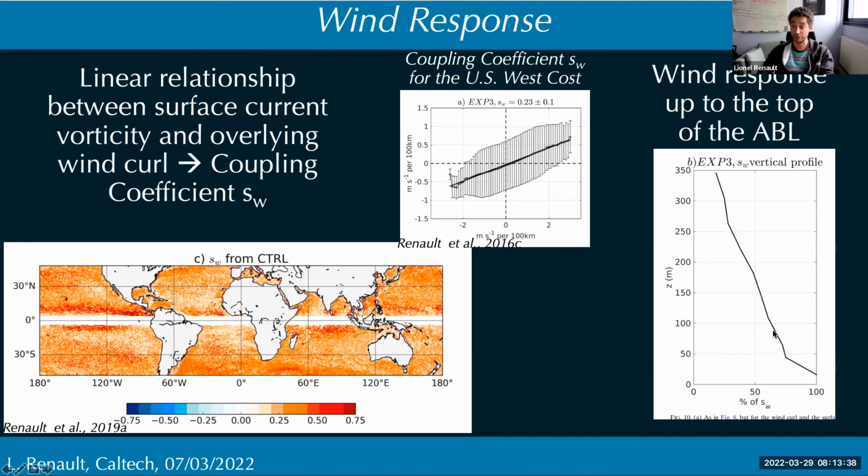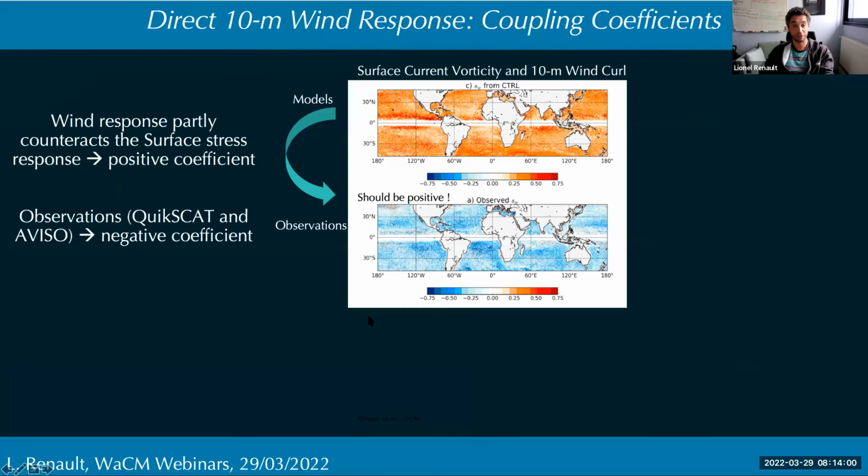The response shows an illustration of the SW with the altitude. So the response of the wind can be felt up to the top of the atmospheric boundary layer. And we can estimate it everywhere. So here over a tropical channel, it's positive everywhere with some spatial variation. But actually, and here we have a larger issue, we don't have any clear observations of that, any global and systematic observations at least.